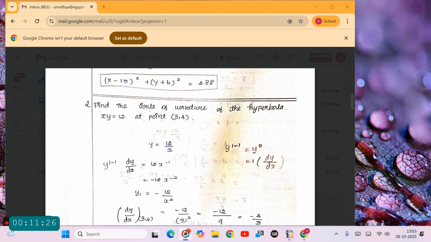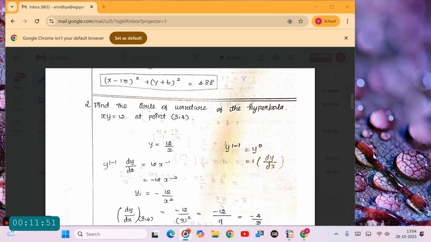Taking the first differentiation with respect to x, the differentiation of y on the left hand side is dy by dx. Simply we have y on the left hand side. So the differentiation of y is dy by dx equals, before differentiation we have to bring x into the numerator. We get 12 x power minus 1. And taking the differentiation, we get minus 12 x power minus 2.